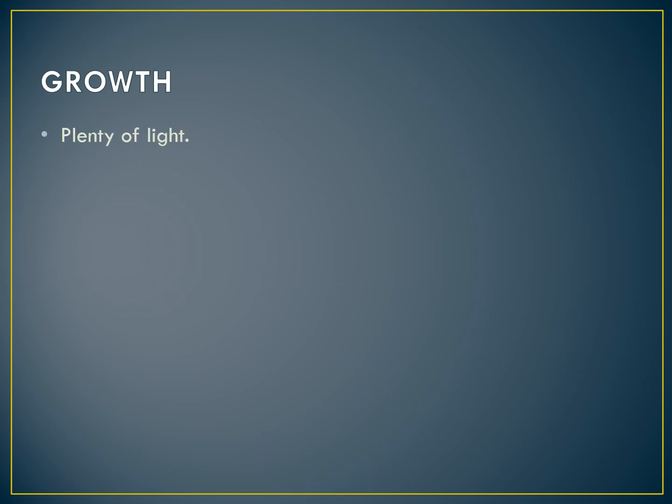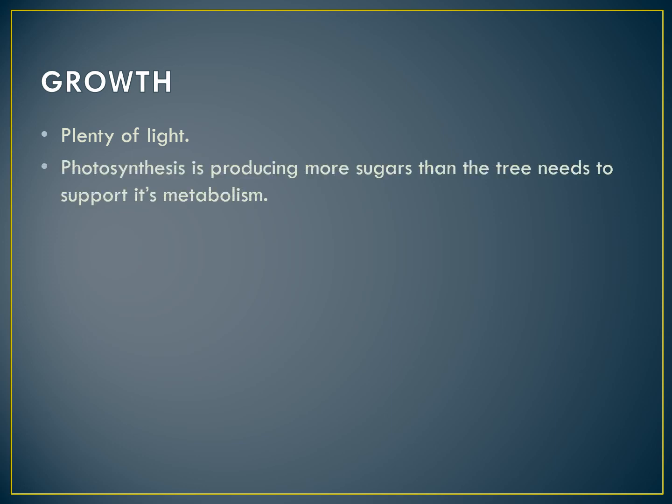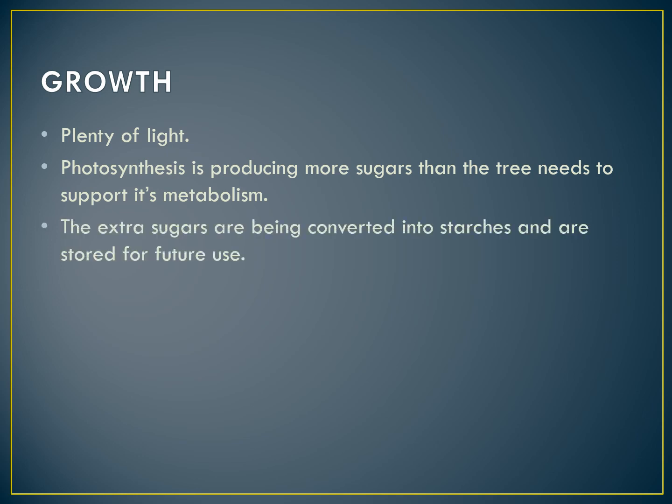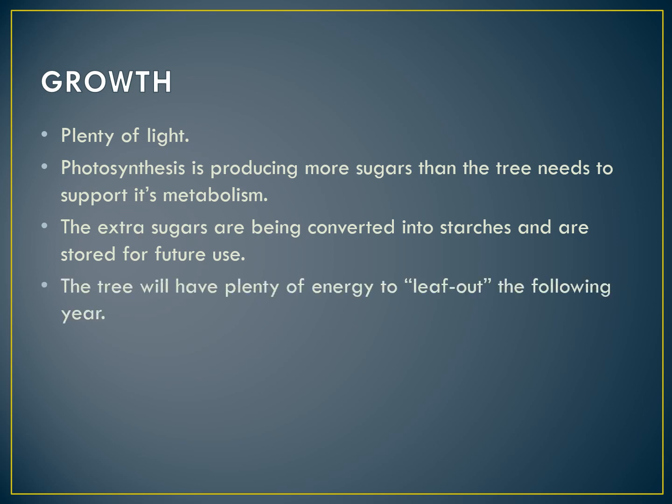In the growth mode, a plant is receiving plenty of light. Photosynthesis is producing more sugars than the tree needs to support its metabolism. Those extra sugars are going to be converted into starches, and they'll be stored for future use. The tree will have plenty of stored energy to leaf out the following year. Life is good for the tree. Growth is a great mode to be in.